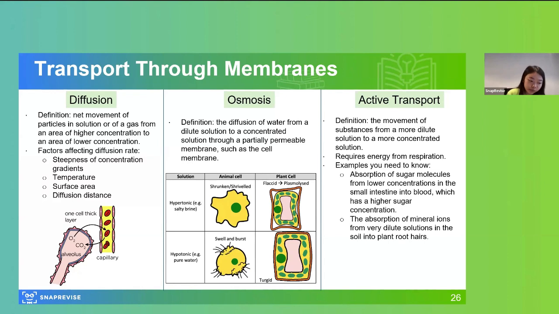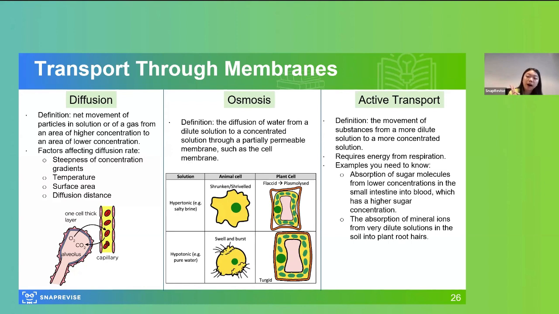Okay, let's move on to active transport. With active transport, the definition is basically the exact opposite of diffusion. It's the movement from a dilute solution to a more concentrated solution. So it's a movement from a less concentrated to a more concentrated solution. So it's from low to high. Diffusion is high to low. Active transport is low to high. And this is the first mark when you're defining active transport.